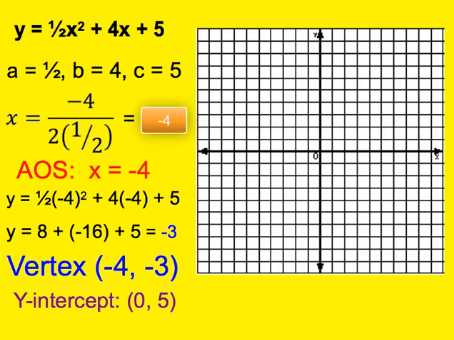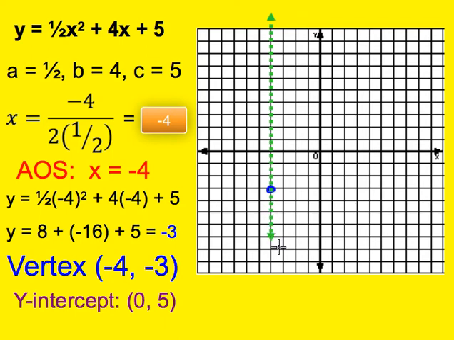The first thing I want to graph is the vertex. We found the vertex at the point negative 4, negative 3, so I'm going to graph that: 1, 2, 3, 4, 1, 2, 3. Okay, so there's my point, negative 4, negative 3. Now the other thing I know is the axis of symmetry is at x equals negative 4, so I'm going to plot that line right here at x equals negative 4.